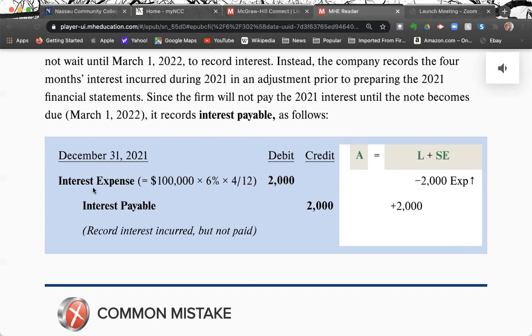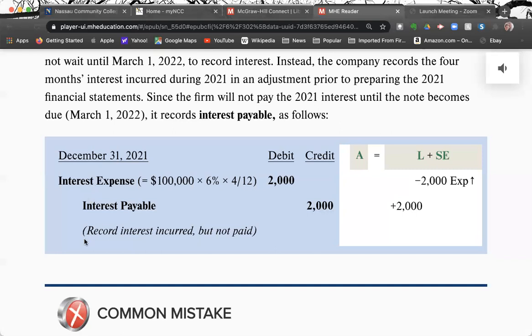Now, why interest expense? Well, interest is a cost of borrowing money, right? It compensates the bank for other uses that they might have had for that money. Plus they have costs, plus they have profit they want to make. So that's where that interest rate is kind of structured from. Why interest payable? Well, you haven't paid it. You owe it, but you haven't paid it.